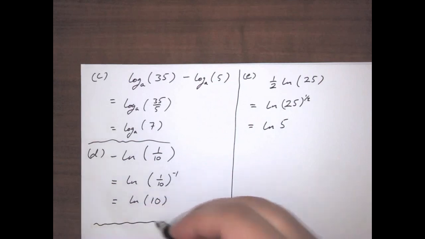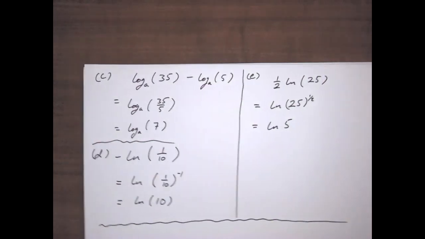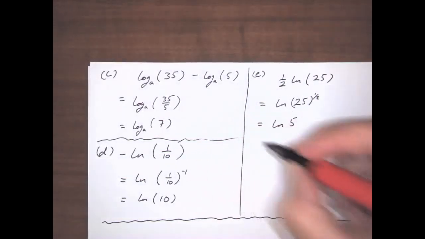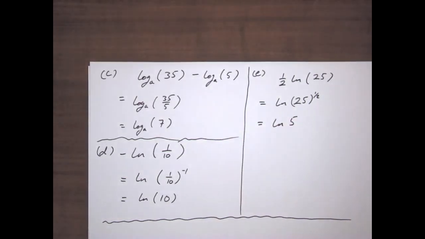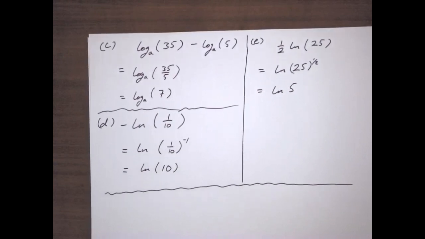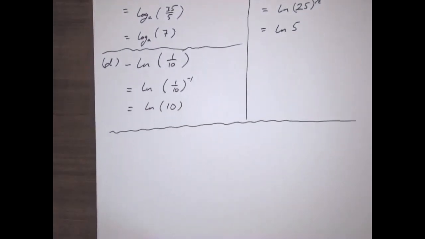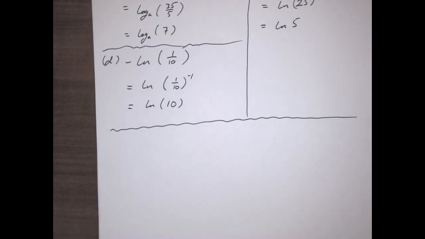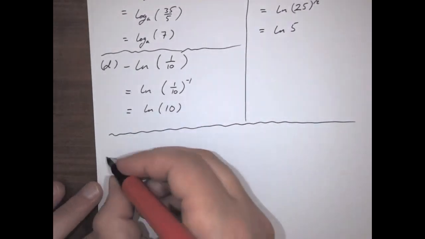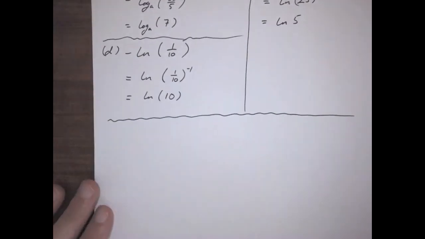Okay, so this is how the condensation works. You just take the various pieces and you use the properties to squeeze them all together. It's important in this that they all had the same base. If they didn't have the same base, it wouldn't work, but that's not going to be very often that we're going to see logs of different bases. Now, the other side of this is expanding.